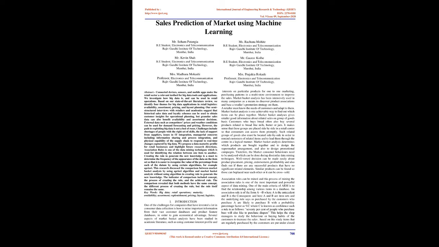This research discussed the comparison between market basket analysis by using a priori algorithm and market basket analysis without using algorithm in creating rule to generate the new knowledge. The indicator of comparison included concept, the process of creating the rule, and the achieved rule. The comparison revealed that both methods have the same concept, the different process of creating the rule, but the rule itself remains the same. Keywords: big data, retail operations, maturity, availability, assortment, replenishment, pricing, layout, logistics.